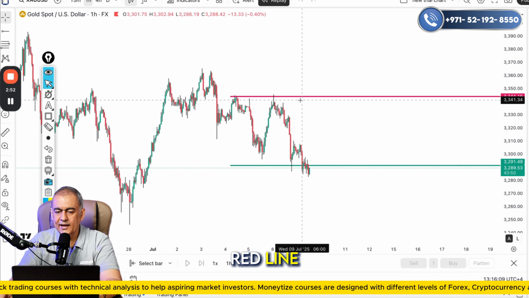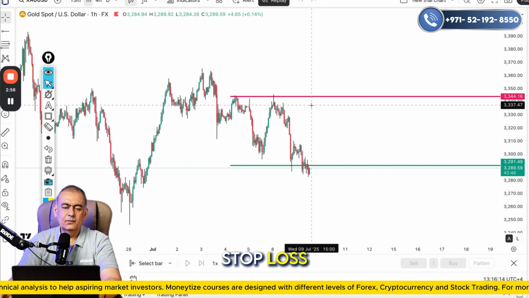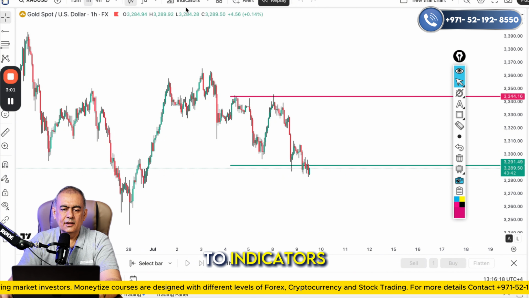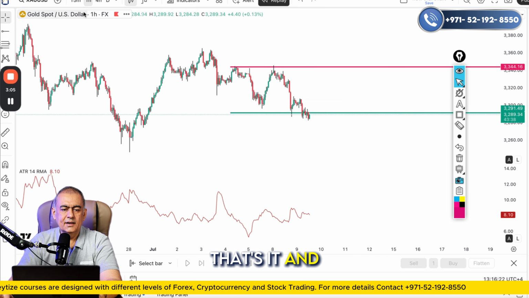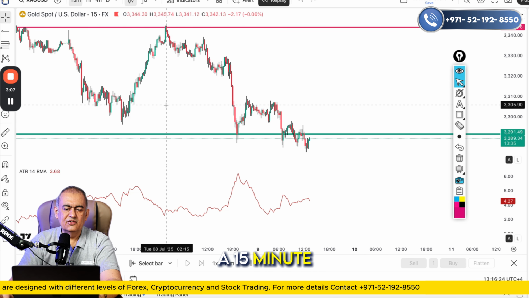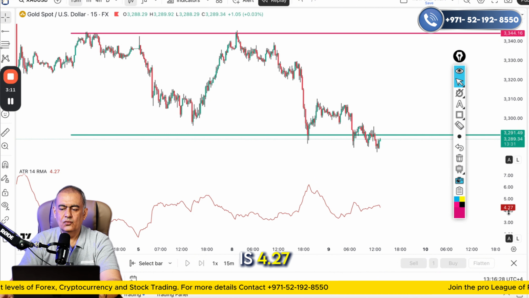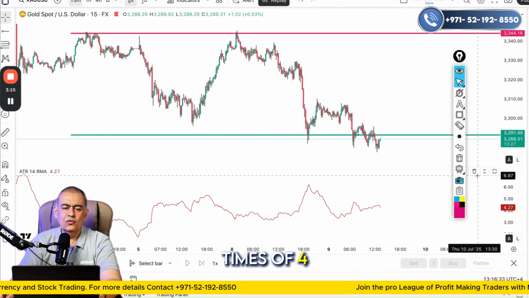Now, instead of the red line, which is the obvious level where most of the retail traders apply the stop loss, I would have taken the ATR value. So how do I get the ATR value? You just go to indicators, you look for ATR, that's it. Let's say I was trading on a 15 minutes chart. Here I would have taken a sell trade and the ATR is 4.27. I'll just round it off to 4, and 1.5 times 4 is $6.